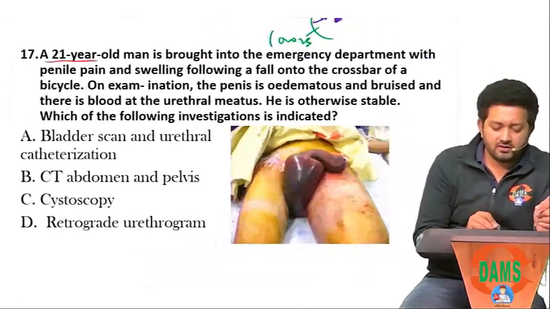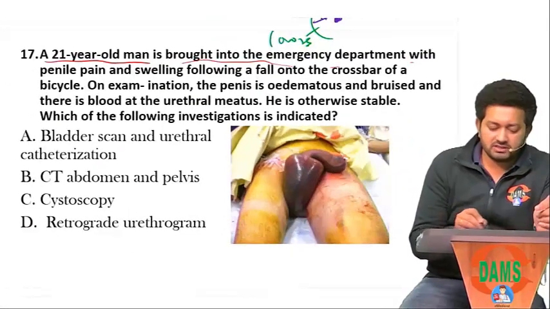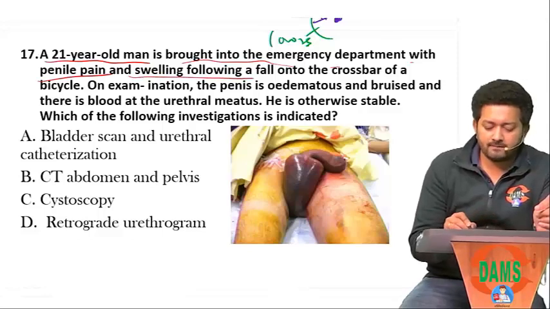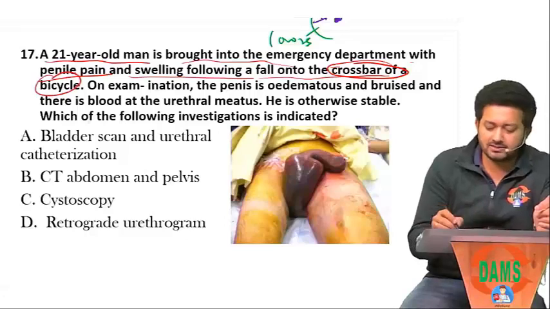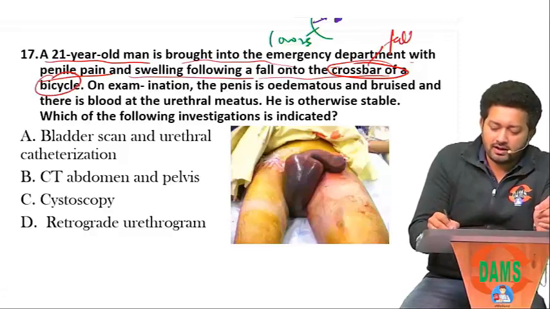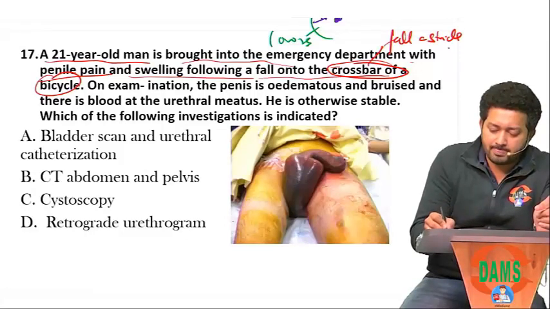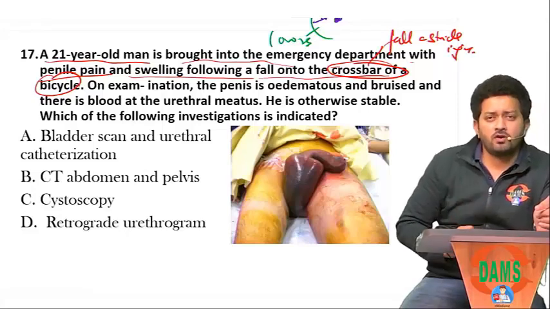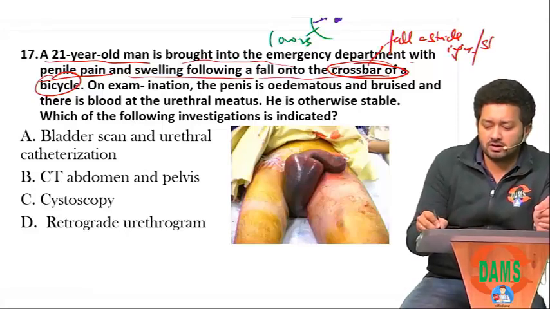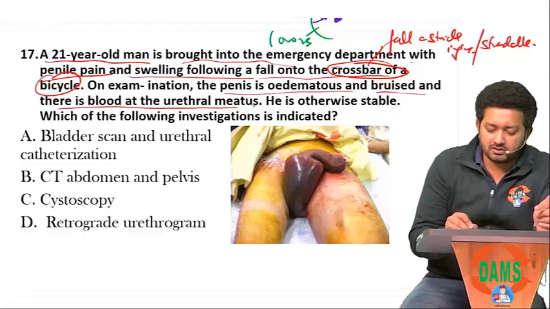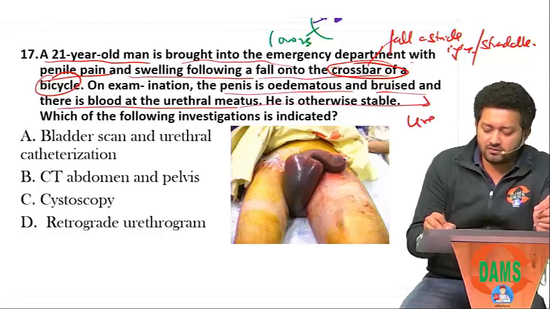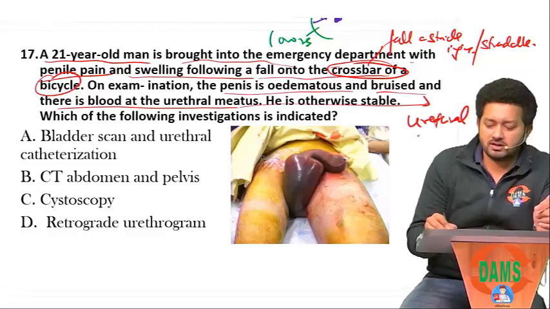Next we'll see a 21-year-old man brought to the emergency with penile pain and swelling following a fall on the crossbar of a bicycle. This is a fall astride injury, or you can also call it a straddle injury. Penis is edematous, bruised, and there is blood at the urethral meatus. All these features go in favor of urethral injury.